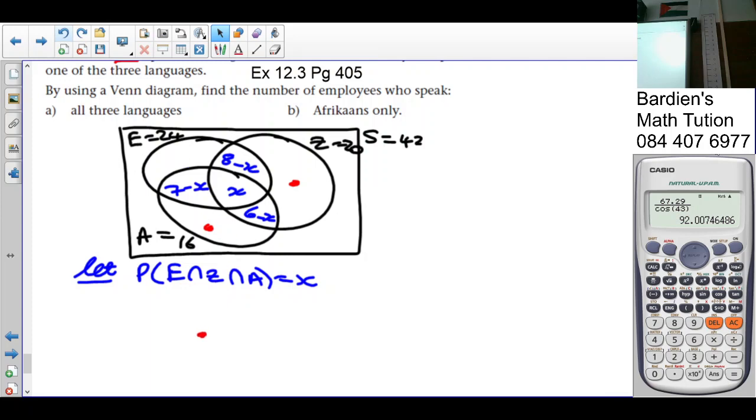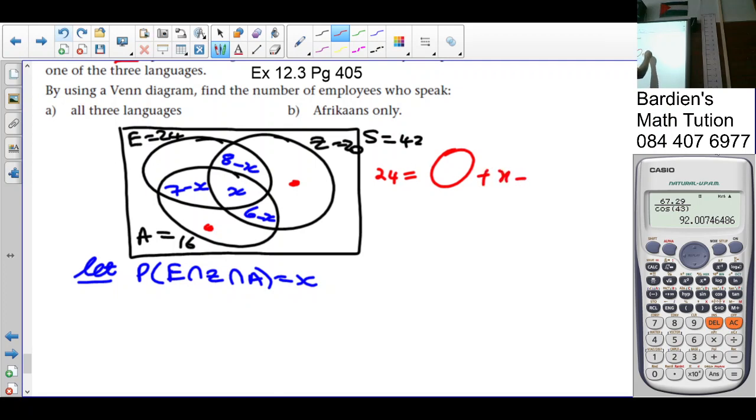Okay, so let's look at the first one. How are you going to work out that? It's 24 is equal to that unknown which we were calculating plus x plus 8 minus x plus 7 minus x. Of course that cancels. So that unknown is going to be 24 minus 8, which is 16. 16 minus 7 is 9. So that's x plus 9. Did you guys get that? You all got that? No?